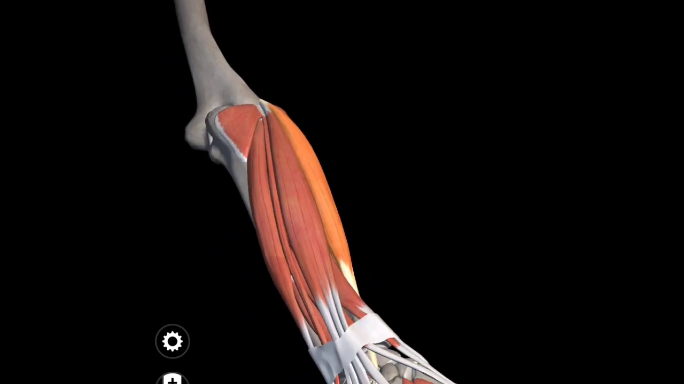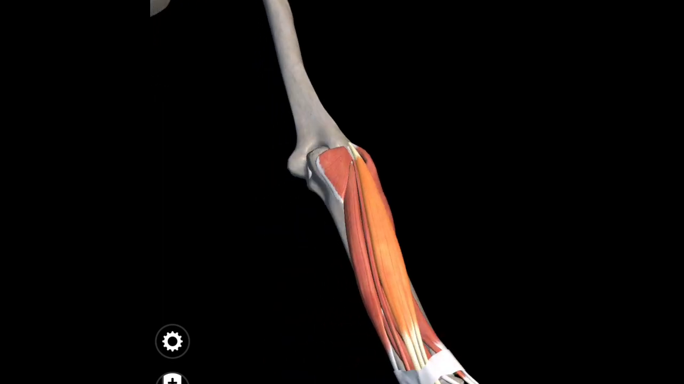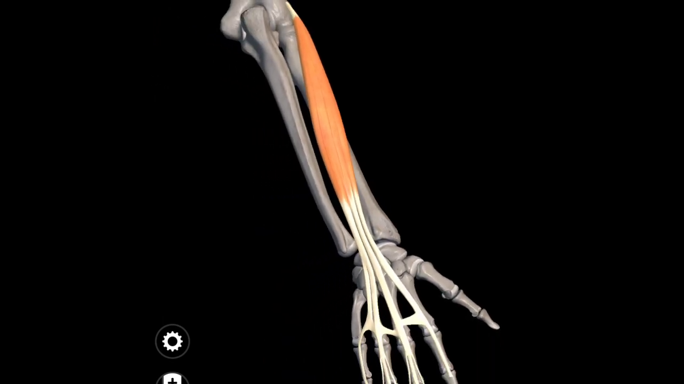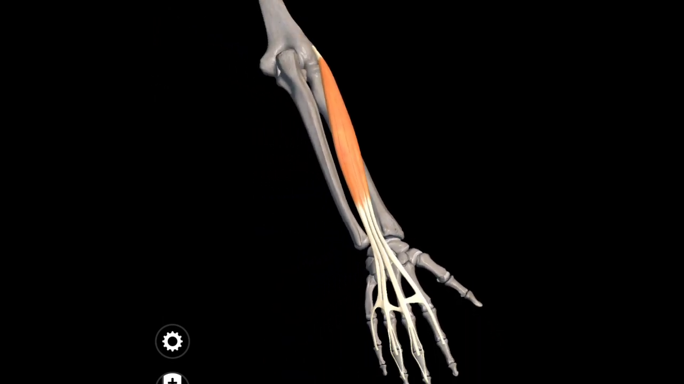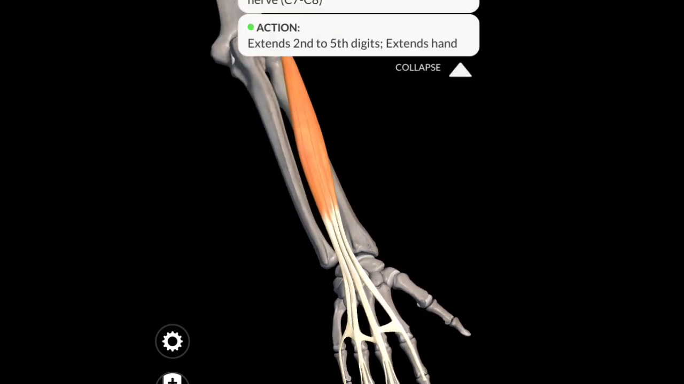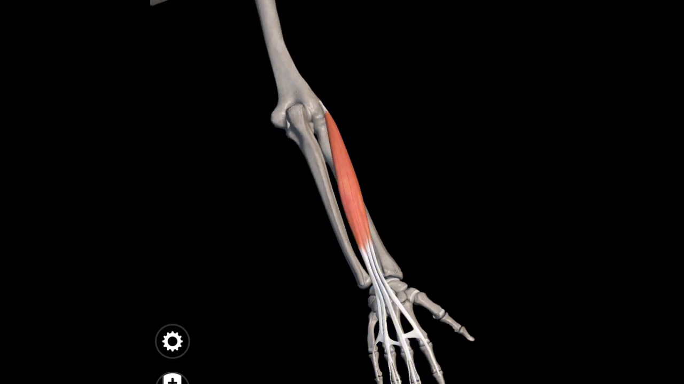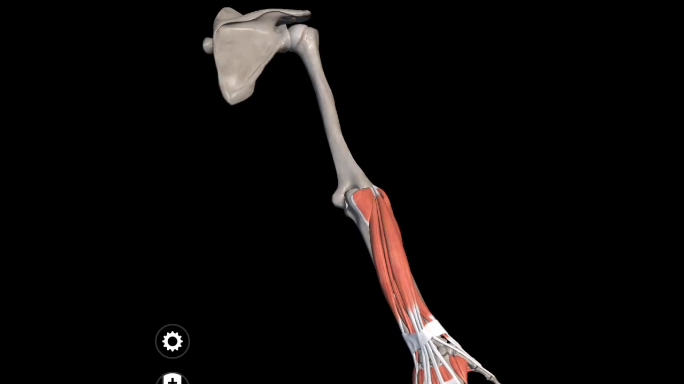So now remove this and you can see the extensor digitorum. The extensor digitorum moves like this, and here the extensor hood is formed. This muscle is also supplied by the posterior interosseous branch of the radial nerve. Actually, all of the muscles of the posterior side are supplied by branches of the radial nerve. Okay, so this is extensor digitorum.